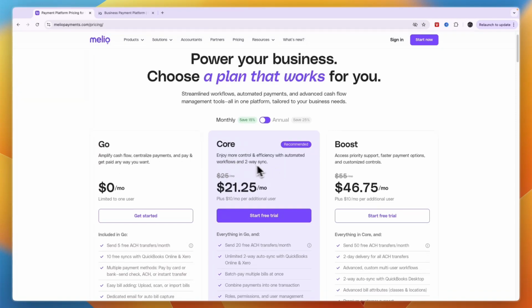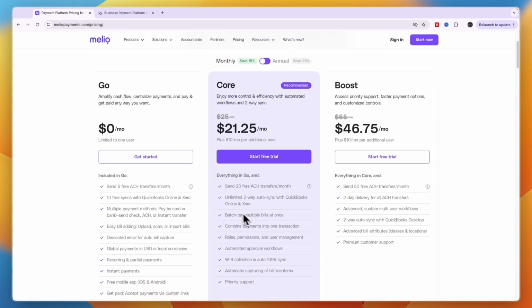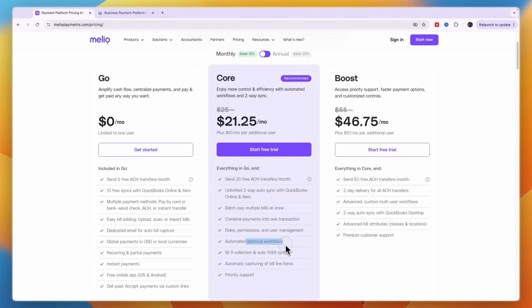Then the core plan here gets you more efficiency and automated workflows and two-way syncs. So you first of all can send 20 free ACH transfers, and you have unlimited two-way auto sync with QuickBooks Online and Xero. You can also batch pay multiple bills at once, combine payments into one transaction. You have rules, permissions, and user management, the automated approval workflows, the forms right here, automatic capturing of bills, and priority support. And then finally you have a boost plan, but their recommended plan is the core plan.